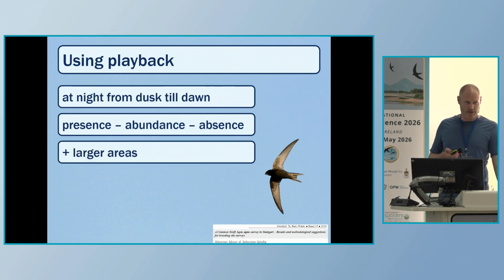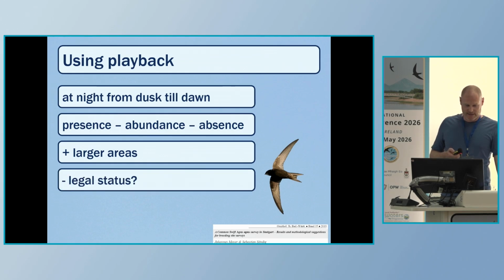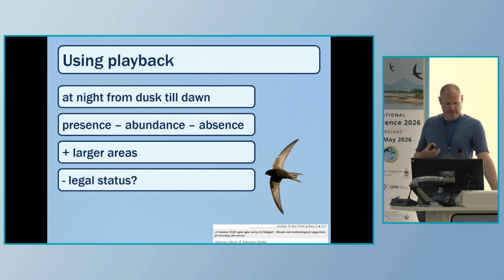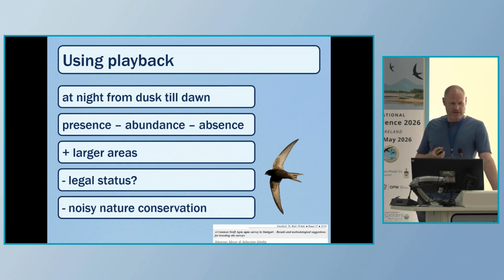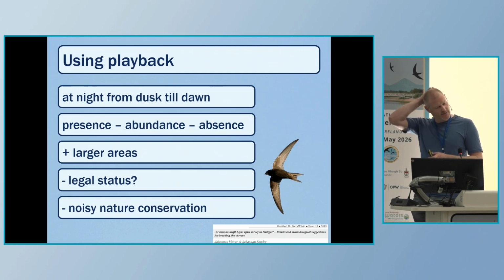It's suitable for larger areas because you can do a lot of buildings in one night, but you have to consider the legal status. So in many countries or cities, using playback is not allowed. You need to have a permit from the city council or whatever. And you make noise during night. So it's probably not the best idea for acceptance of nature conservation to make noise in the night.